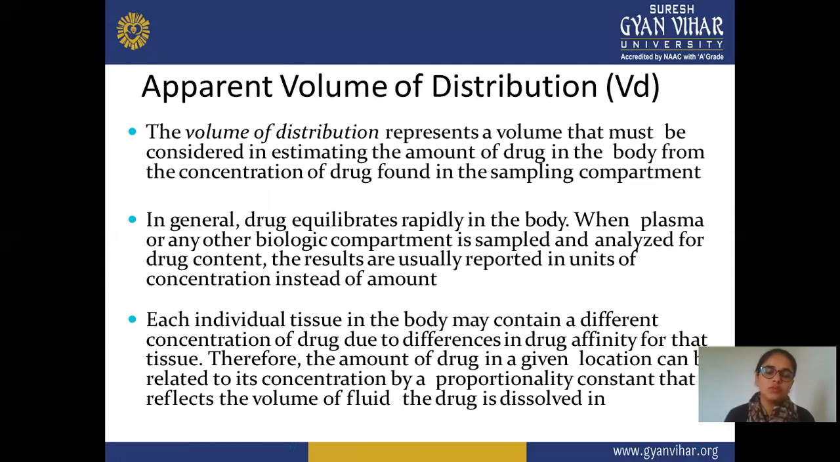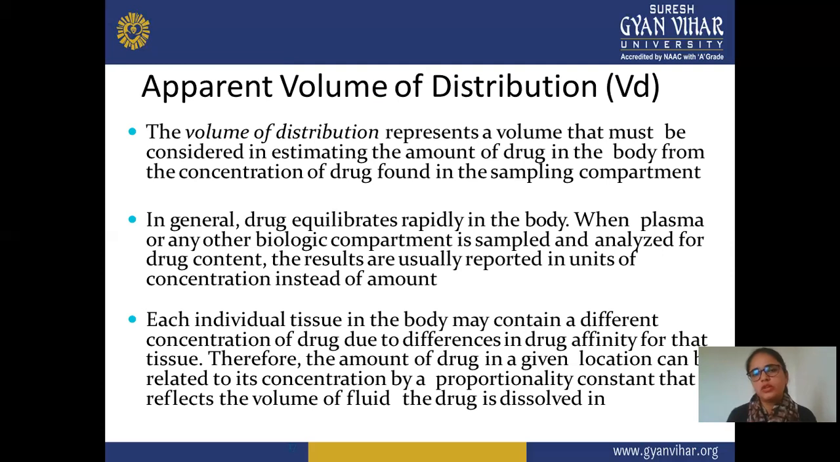Next is apparent volume of distribution. Volume of distribution represents the volume that must be considered in estimating the amount of drug in your body. It means how much volume must be present in estimating the amount of drug in your body from the concentration of a drug found in the sampling compartment.